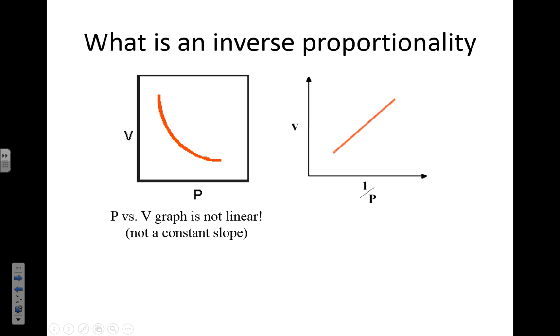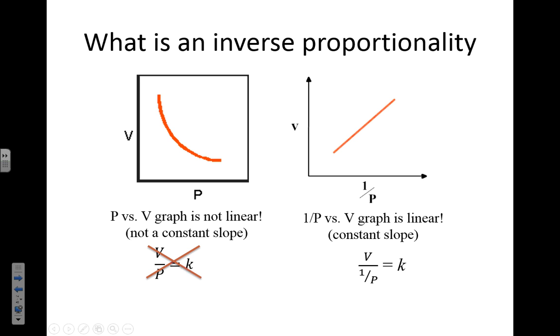So P versus V is not linear. It's not a constant slope situation. Therefore, this relationship, V over P equals constant, well, that's not true. But in this particular case, since the inverse of P versus V was linear and it has a constant slope, that means this relationship is true and valid: the volume versus the inverse of the pressure equals a constant K.